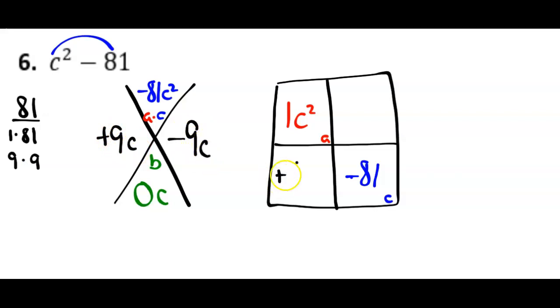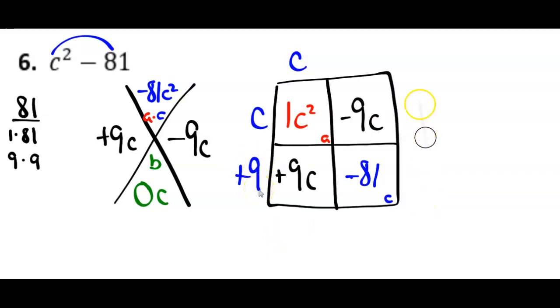And I'm going to plug that into my box and I'm going to factor out. Okay, what do both of these have in common going up? A c. What do they have both in common coming out? Another c. Okay, going this way, what do we have? Remember, if this is positive, this has to be positive, so plus 9. And going this way, what do they have in common? Remember, if this is negative, then this has to be negative, so negative 9. Let's see if that works.